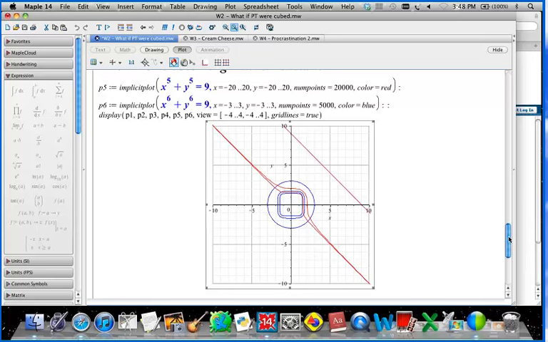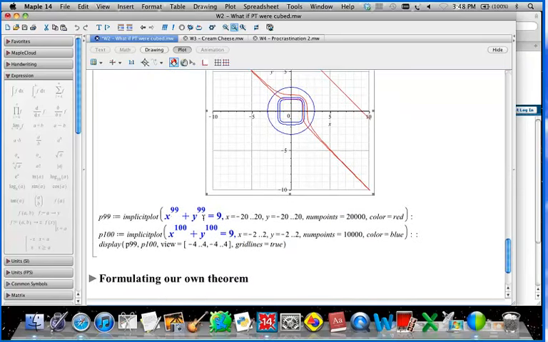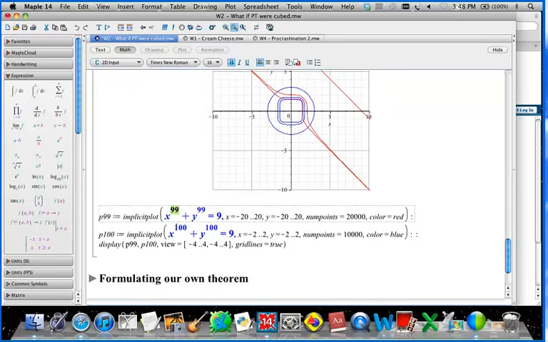And now, of course, the kids are dying to know, what happens if you make the exponent like 10,000, a million? That's what they're shouting out in the middle of class. Now, I don't have the patience to do all that, but just to satisfy their curiosity, let's see what happens if we go to 99 and 100. Why not? Let's just see.